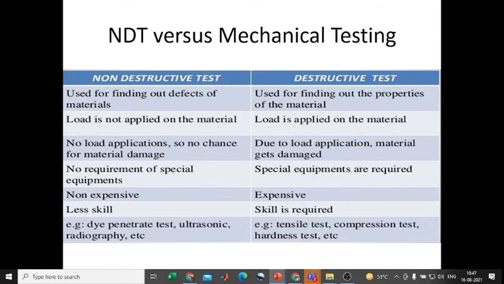So from non-destructive testing, we can identify defects, which means cracks, internal voids, delamination, shrinkage cavity, porosity, blowholes, pinholes. Likewise, we can identify a lot of defects with non-destructive testing. In destructive testing, we can identify properties such as toughness, hardenability, ductility, brittleness, malleability, stiffness. Likewise, we can identify the material properties with the aid of destructive testing.